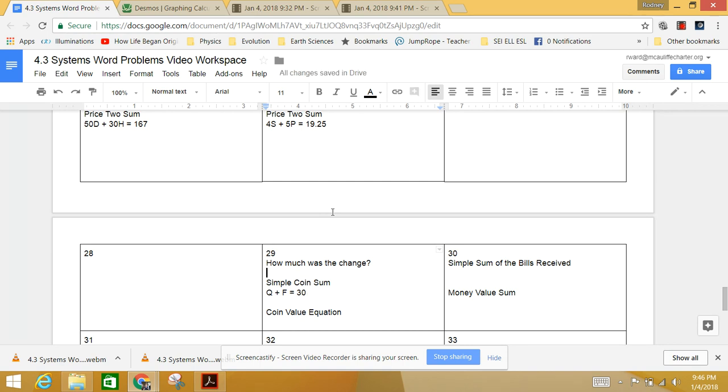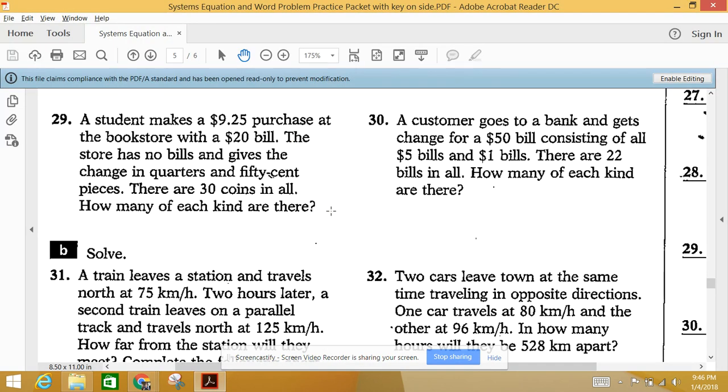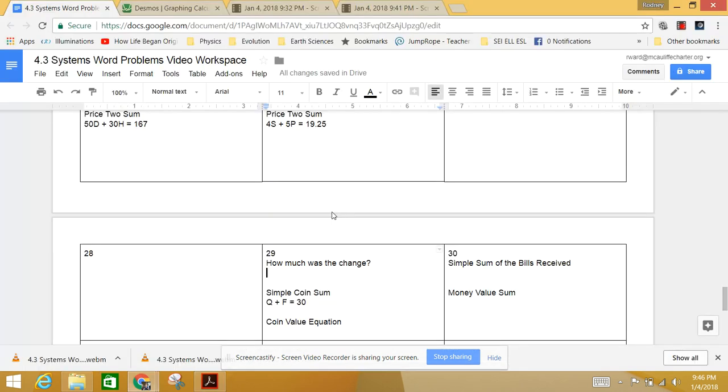Now, before we can deal with the value of those coins, we need to figure out how much the change actually was. We know what the student gave the bookstore, $20, and what they bought was $9.25. So to figure out the change, we do simply a difference: 20 minus $9.25 equals $10.75. That is the change, that is our target.